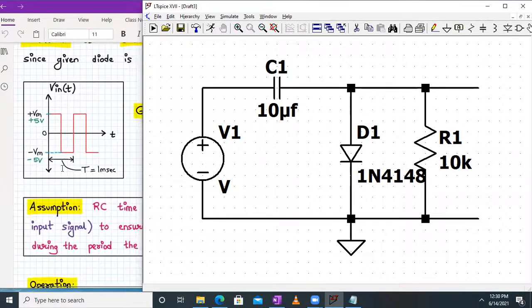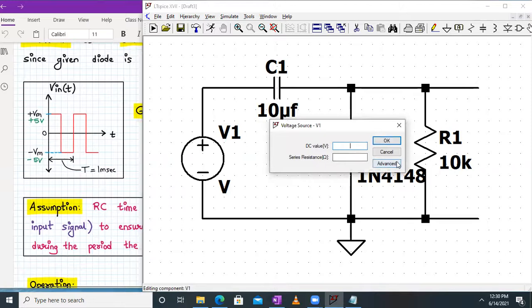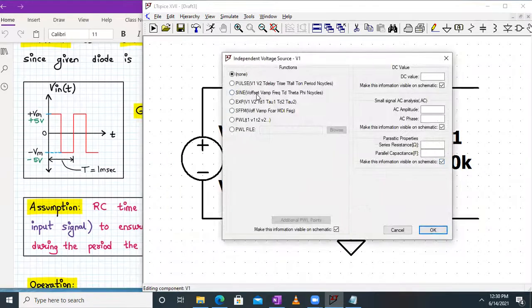Okay, so how do we select it? We right click over here, go to advanced and click on pulse. So the starting point and then the maximum amplitude and the minimum amplitude is +5 and -5. So we substitute +5 over here, -5 over here. Then delay time we can give as 0.5 millisecond, and rise time will be 10 picoseconds. Fall time will be 10 picoseconds. On time will be 0.5. That means the square wave is on for 0.5 and off for 0.5, and the total period is 1 millisecond.